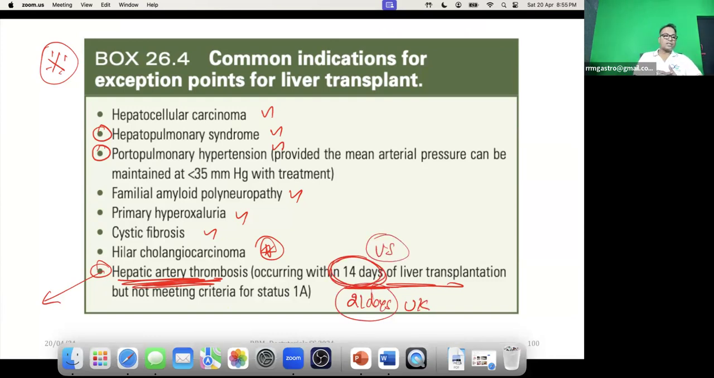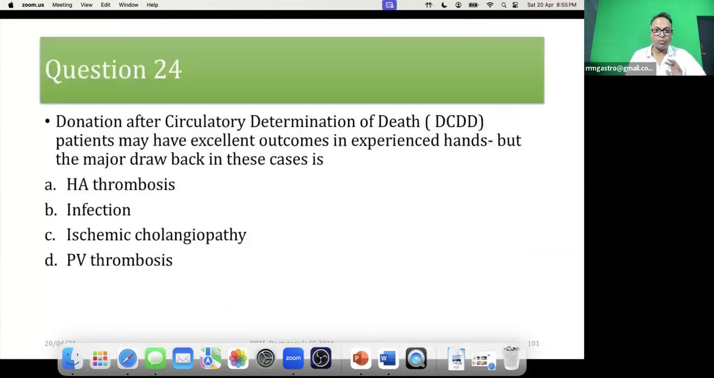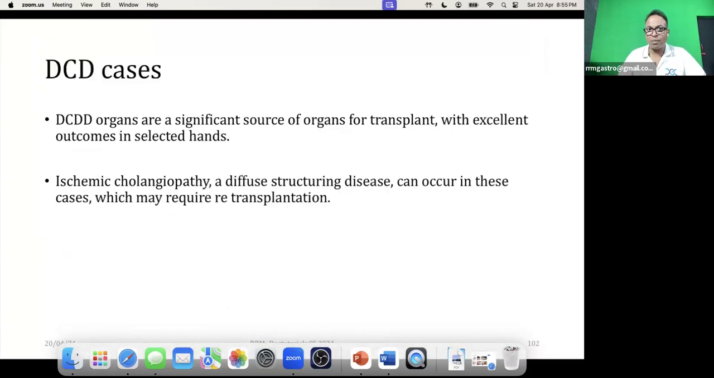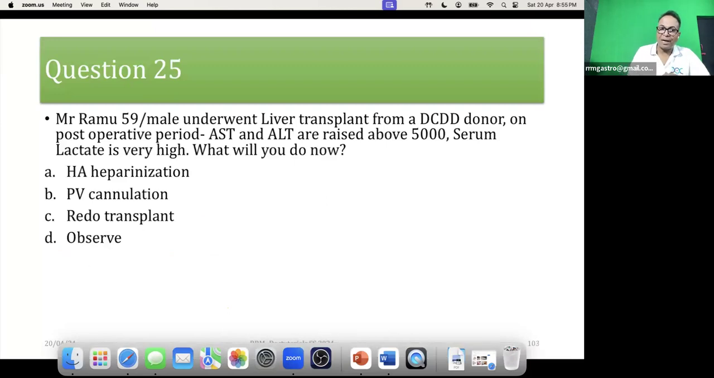Okay. So in these cases, these are all exceptions to liver transplant based on MELD criteria. We don't wait for MELD criteria. Donation after circulatory determination of death may have excellent outcomes in experienced hands. But the major drawback in these cases is what? Ischemic cholangiopathy. That's correct. Because of loss of blood flow, they have damaged bile duct.